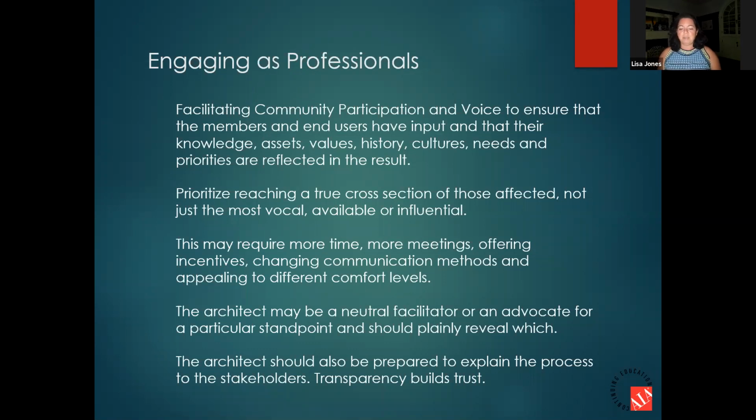Sometimes architects are participating as a neutral facilitator, and sometimes architects are participating to advocate for a particular standpoint. It's important to make clear when you first engage with your community what role you're playing, so people don't feel like you are already advocating for a particular standpoint, but pretending to be a neutral facilitator. So the more transparent that you can be in presenting yourself and the project, the greater trust you will have built between yourself and the public.